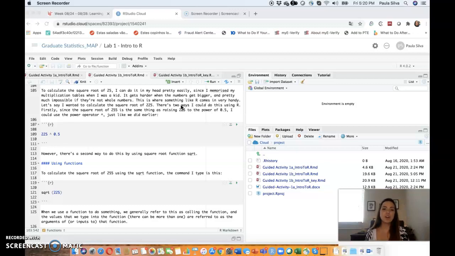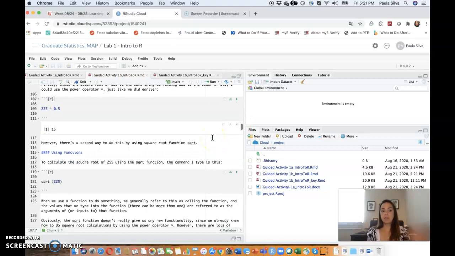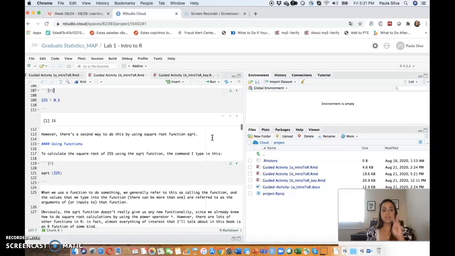This is where something like R comes in very handy. Let's say I wanted to calculate the square root of 225. There are two ways I could do this using R. Firstly, since the square root of 225 is the same thing as raising 225 to the power of 0.5, I could use the power operator, the little hat, just like we did earlier. So it would be 225 raised to the power of 0.5. And that's 15. However, there's a second way of doing this.